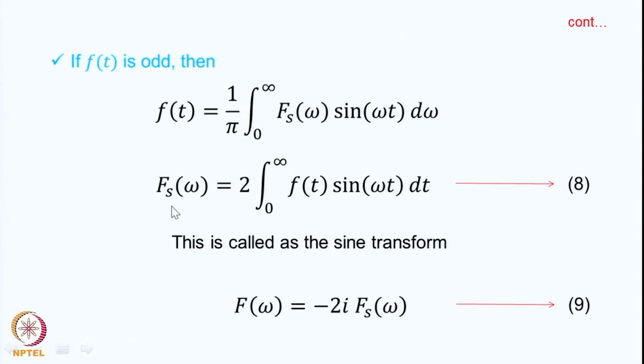And here f_s of omega is equal to 2 times the integral 0 to infinity of f of t sin omega t dt. Now this function is called the sine transform, and here one can also prove, following the main definition, that f of omega is equal to minus 2i f_s of omega.